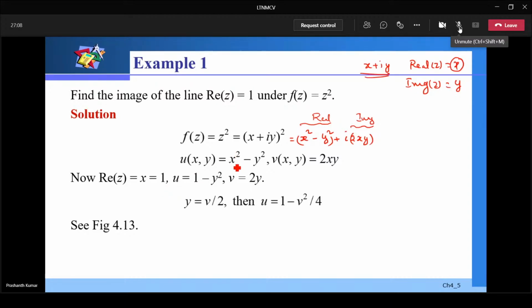ఓకే. ఈ x square minus y square is different. This x is I am taking real z. అట్లన్నట్టు మీకు ఫంక్షన్ వాల్యూ is this one. This is the function value. Okay. So now x is equal to 1. Therefore u is equal to ఏమవుతుంది? u is equal to x is equal to 1 you are taking, therefore 1 minus y square. V is equal to what you are getting? 2y. So from these two equations you will get y is equal to v by 2. So then u is equal to what? 1 minus v square by 4.